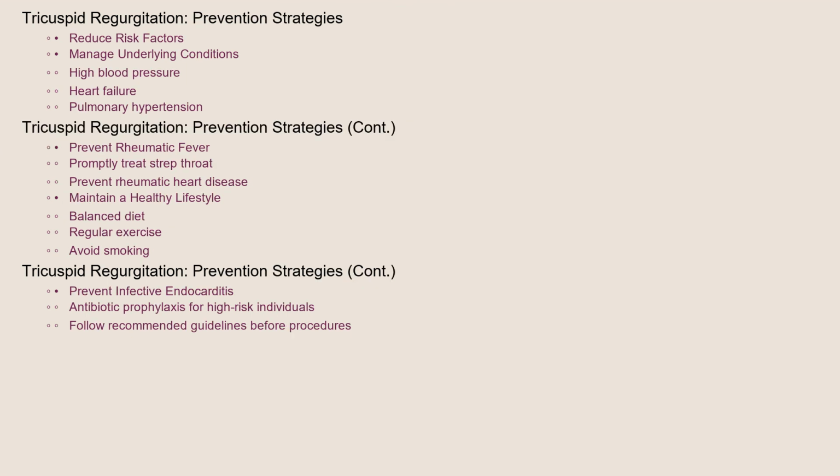While not all cases of tricuspid regurgitation are preventable, there are several strategies that can help reduce the risk. Preventing rheumatic fever through prompt treatment of strep throat infections can help prevent rheumatic heart disease, a cause of tricuspid regurgitation. Managing underlying conditions such as high blood pressure, heart failure, and pulmonary hypertension is also important. Maintaining a healthy lifestyle, including a balanced diet, regular exercise, and avoiding smoking, can promote overall cardiovascular health. Individuals at high risk for infective endocarditis should follow recommended guidelines for antibiotic prophylaxis before certain medical or dental procedures.